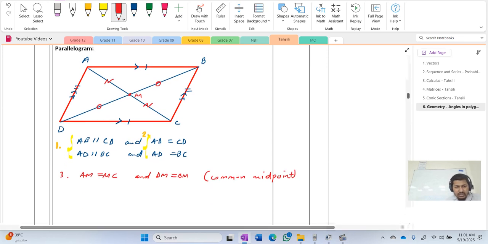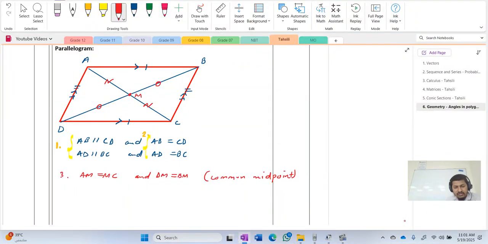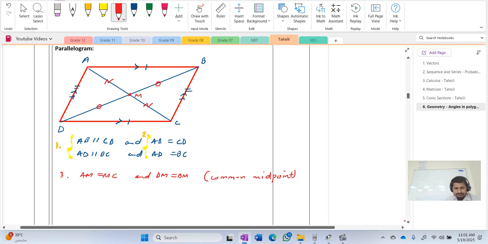So if you are working with coordinates, remember, if you've got BD and if you've got AC, if you want to find the common midpoint, you just find the midpoint of either AC or BD. Right. So that's sufficient information to solve parallelograms.